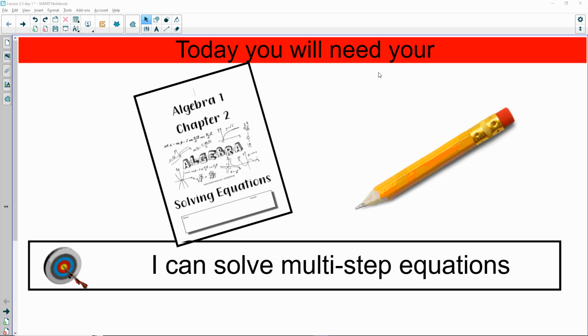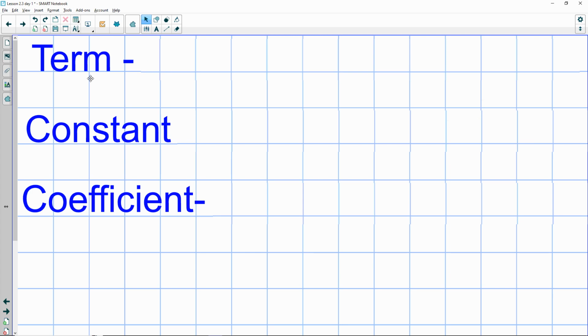Okay, today we're going to look at lesson 2.3. You're going to need your chapter 2 book and a pencil, and you're going to want to take notes starting on page 5. If you haven't done that already, turn to page 5. Before we get started with those, though, just a quick review about some of the things we've talked about.